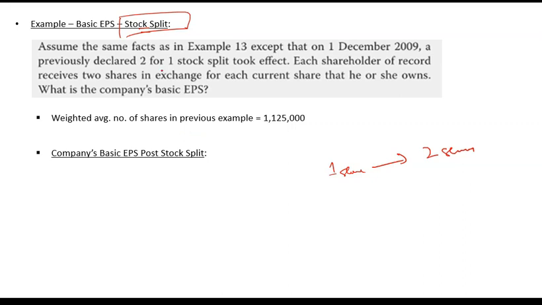And this specific type is known as 2-for-1 stock split. There can be 3-for-1 stock split, there can be 4-for-1 stock split, there can be 3-for-2 stock split, there can be any type of stock split. So stock split is when you convert your share into multiple shares. There can be a reverse stock split as well, in which let's say you convert 2 shares into 1 share, every 2 shares into 1 share.